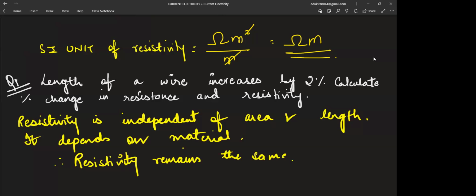Yes, ma'am. Okay. Write it. Resistance will definitely change. That we see. That first write down. And try for resistance.